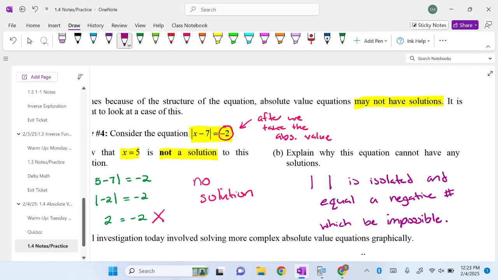Another thing to note is, for example, on the test that I gave my students last semester, they had a question just like this, and a lot of them immediately went into separating and solving. When all they had to do was notice that the absolute value was set equal to a negative number, and it was automatically no solution.